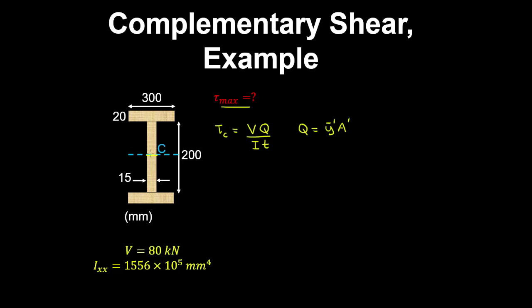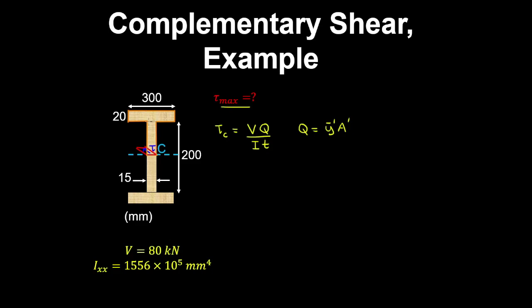So here we take our cut at the centroid of the web, thereby exposing the shear plane, and we have a shear stress on this shear plane. And therefore the area A dash is this area over here that we take above the centroid of the section.